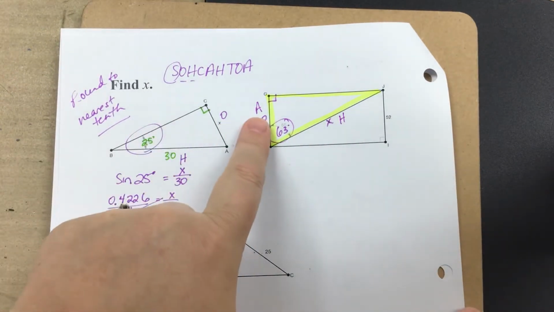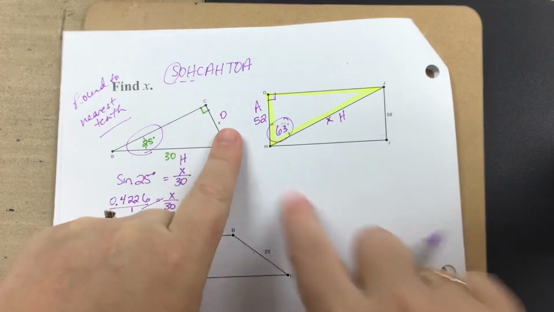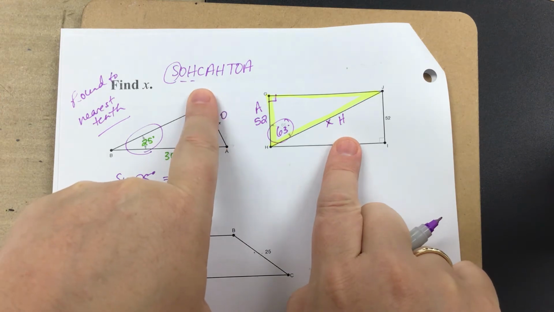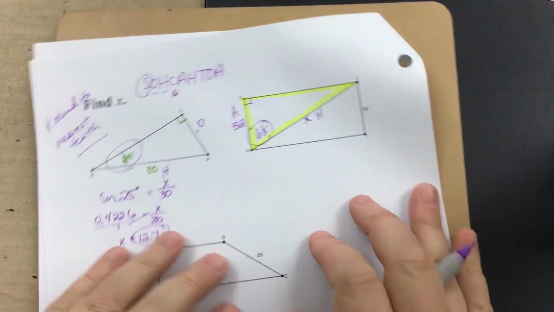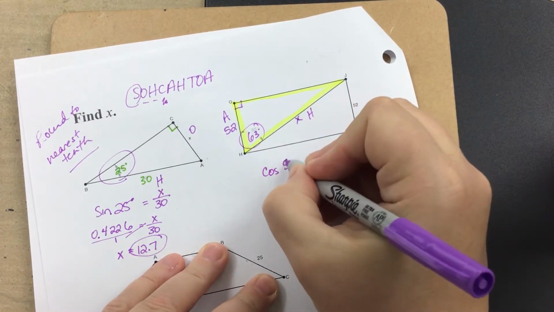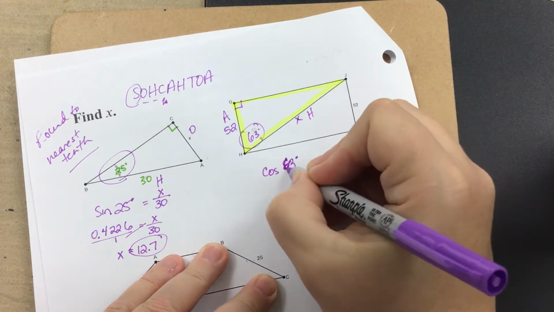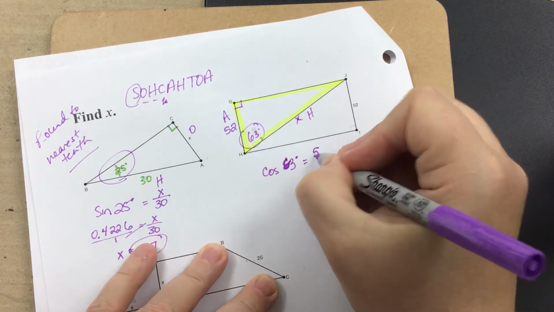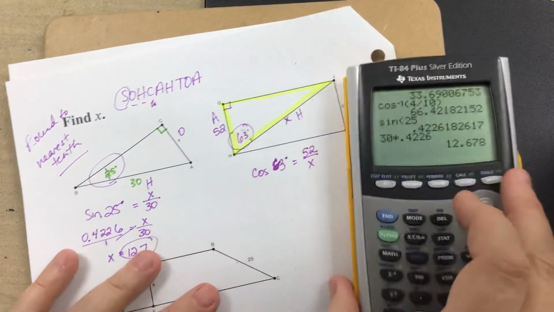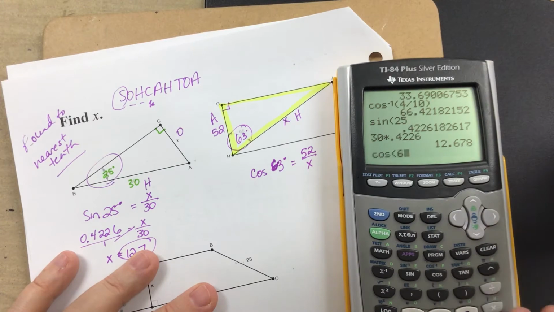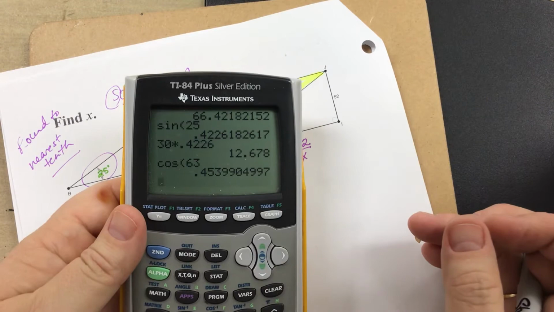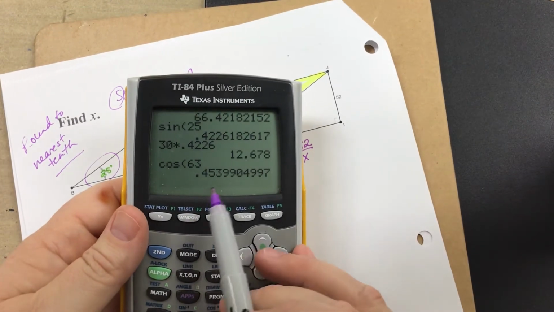So if I'm looking at SOHCAHTOA, which trig ratio uses adjacent and hypotenuse? Hopefully you're going to say it's AH here. We got the C. C is for cosine. So we're going to write it as the cosine, and my angle here is, not 52, sorry, 63 degrees. And that equals the adjacent, which is 52, over the hypotenuse, which is X. So I'm going to take my calculator. The cosine of 63 is 0.453, okay, so that's going to be 0.4540.